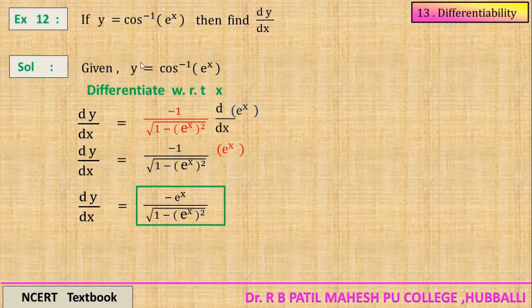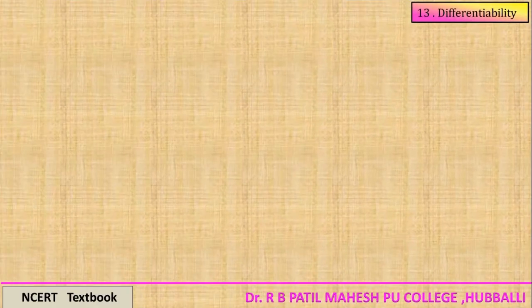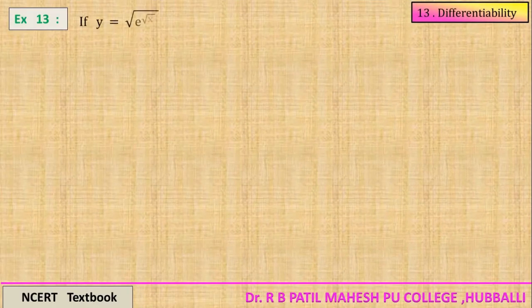Very simple. First derivative for cos inverse is written, that is minus 1 divided by root of 1 minus, what is the variable here for cos inverse? E raised to x. Square that one. And d by dx of this variable, e raised to x. Okay, I hope you got it. So next, another example. If y is equal to root of e raised to root x, x is greater than 0, then find dy by dx.